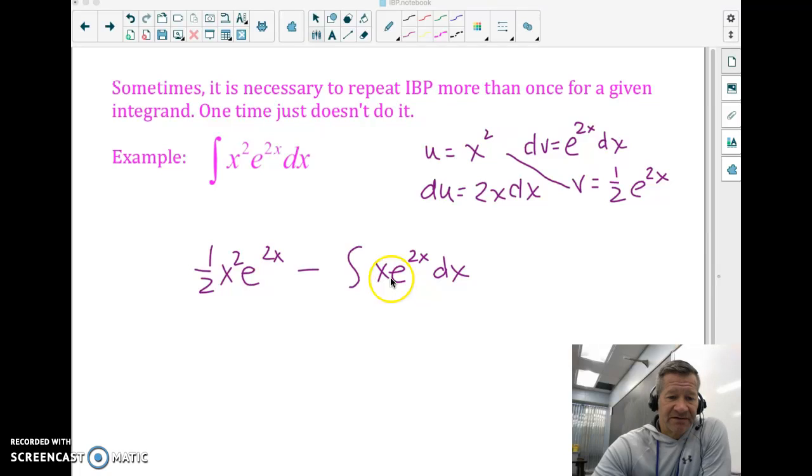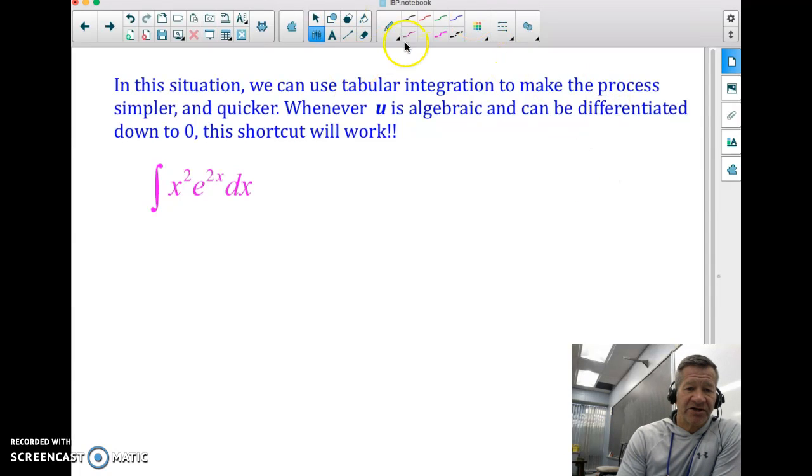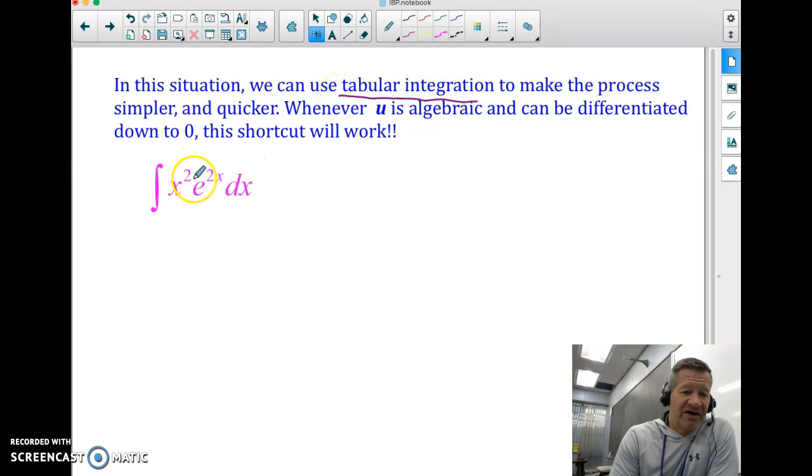Well, you notice here I have something that looks really similar to this, just a little bit more simple. I'm going to need to use integration by parts again. So I want to show you something we can do when u is an algebraic expression. Here's the same problem, but I'm going to use something called tabular integration. Now tabular integration, I think you're going to like this, will work especially when you have an algebraic u and you can differentiate it all the way down to 0.